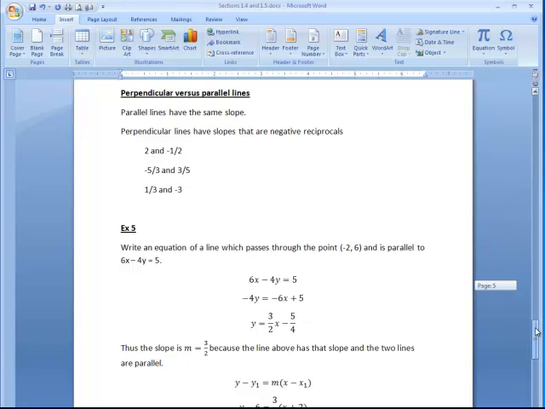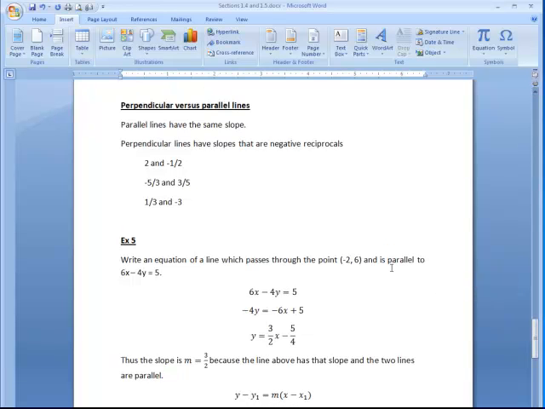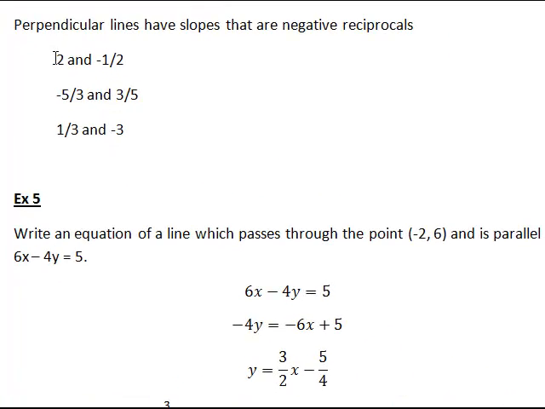Now the last thing we want to talk about is parallel versus perpendicular lines. Now, when I'm comparing parallel lines, what I'm really looking for are lines that have the same slope. These are very easy to work with, very simple concept. However, when dealing with perpendicular lines, those are lines that have slopes that are negative reciprocals. In other words, if my first line has a slope of 2, the negative reciprocal of that would be -1/2. I change the sign and I flip the number.